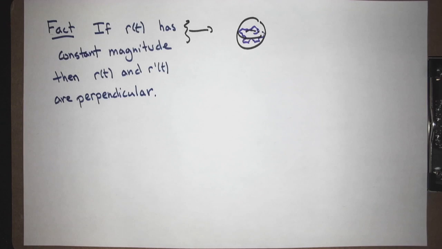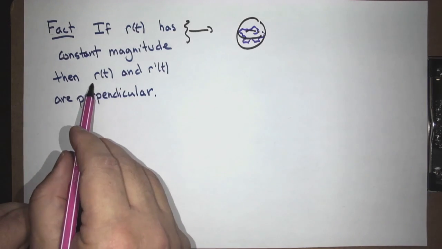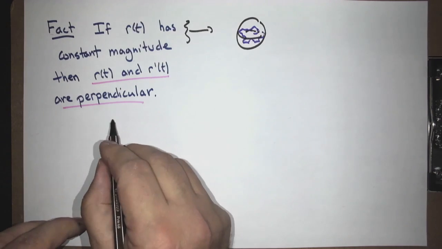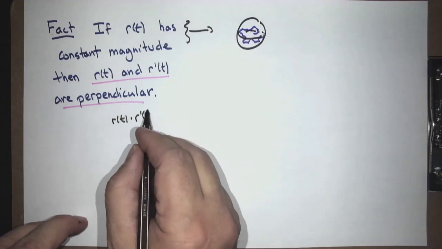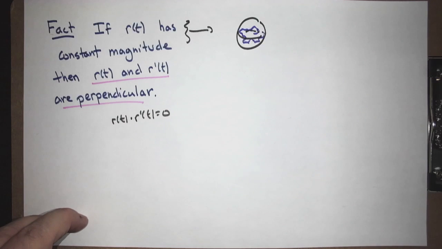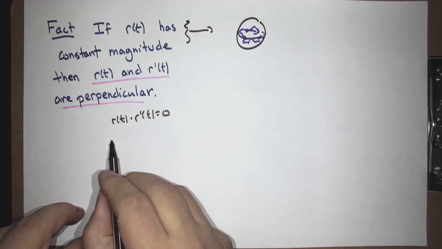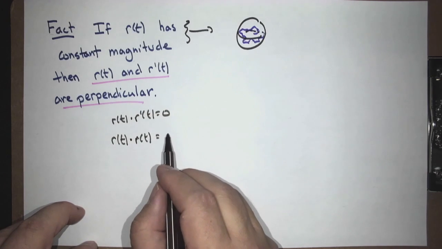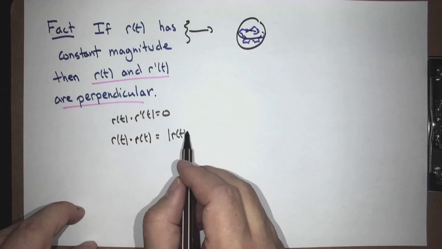All right, well, how can we prove this? Let's see if there's some hints. We're trying to tell if two things are perpendicular. What's a way to tell if two things are perpendicular? Dot product. So r of t dot r prime of t should equal 0. Now, is there any relationship between dot product and magnitude? What happens if you take r of t dot r of t? You get the magnitude squared.